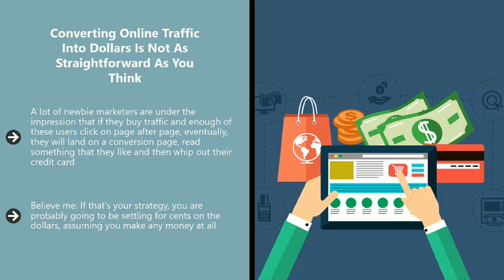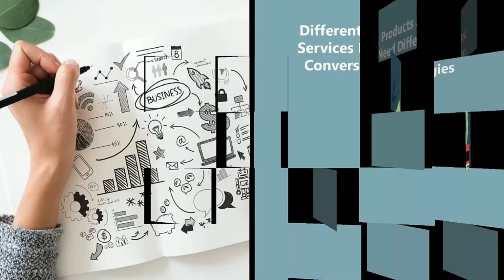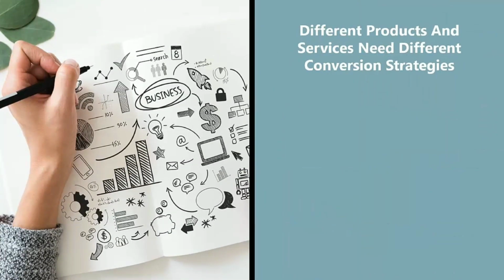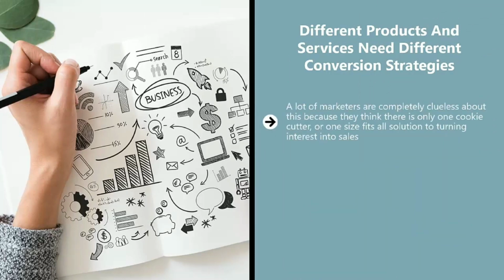The better approach would be to study what kind of conversion strategy works best, considering whatever it is you're trying to sell. Different products and services need different conversion strategies. A lot of marketers are completely clueless about this because they think there is only one cookie-cutter, one-size-fits-all solution to turning interest into sales. This is where they screw up, because selling a sofa online is very different from trying to get American grooms looking for Filipina brides. These are two totally different sets of needs, and you have to speak to them differently.